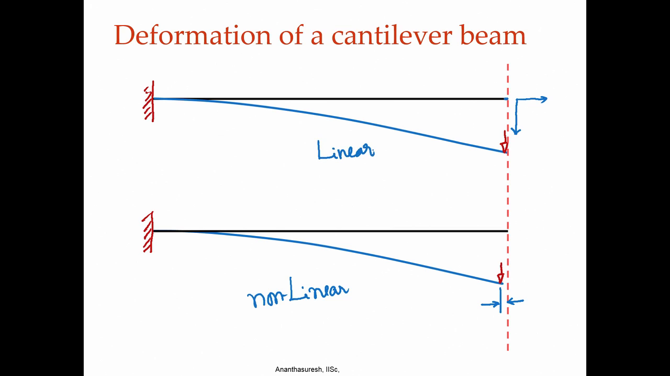Linear beam analysis does not give any displacement in the axial direction if there is only a transverse force, whereas nonlinear analysis would give you that. That is one way that you can actually recognize which is linear analysis and which is nonlinear analysis.